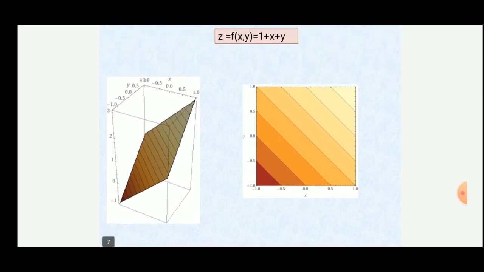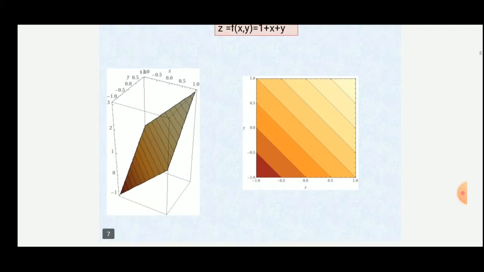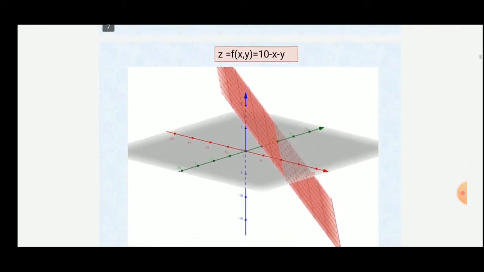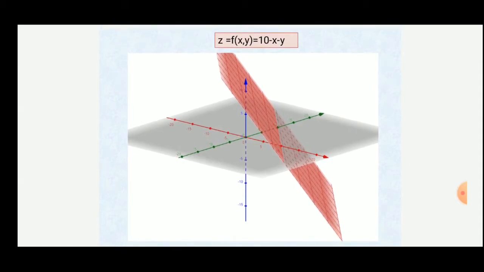The next function is z equal to 1 plus x plus y. It is again the equation of a plane. See the graph; the level curves of this plane will be lines in the domain. The next one is also a plane, z equal to 10 minus x minus y. Try to draw this graph, which intersects all three coordinate axes, and again the level curves would be lines in the domain.